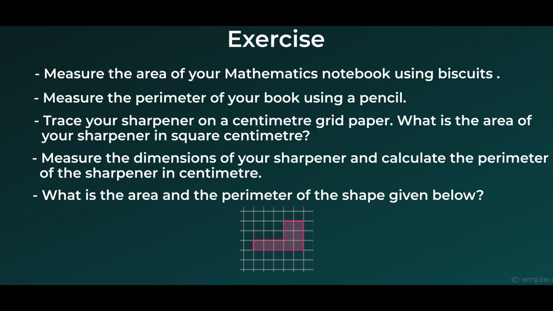The first one is measure the area of your mathematics notebook using biscuits. Now you can use any type of biscuits, just make sure that they are rectangular in shape. Alright? Then measure the perimeter of your book, the mathematics notebook, using a pencil. Alright? The third one, trace your sharpener on a centimeter square grid paper. Then find out what the area of your sharpener is in square centimeters. The fourth one is measure the dimensions of your sharpener and calculate the perimeter of the sharpener in centimeters.